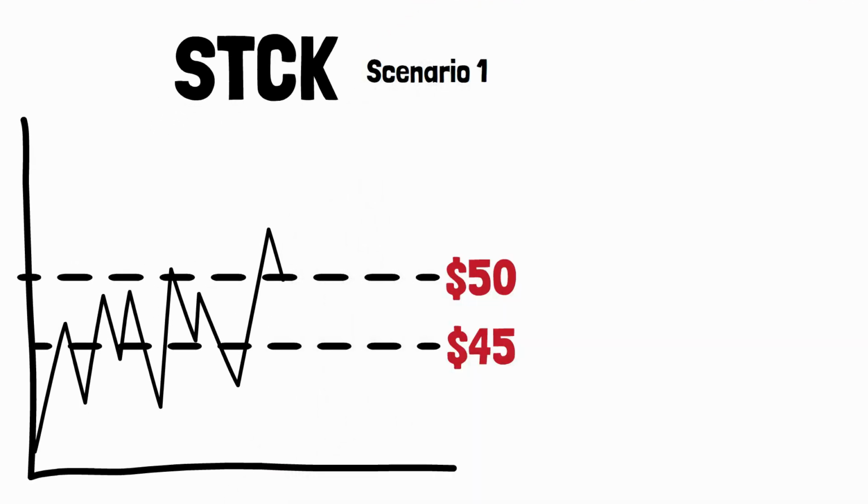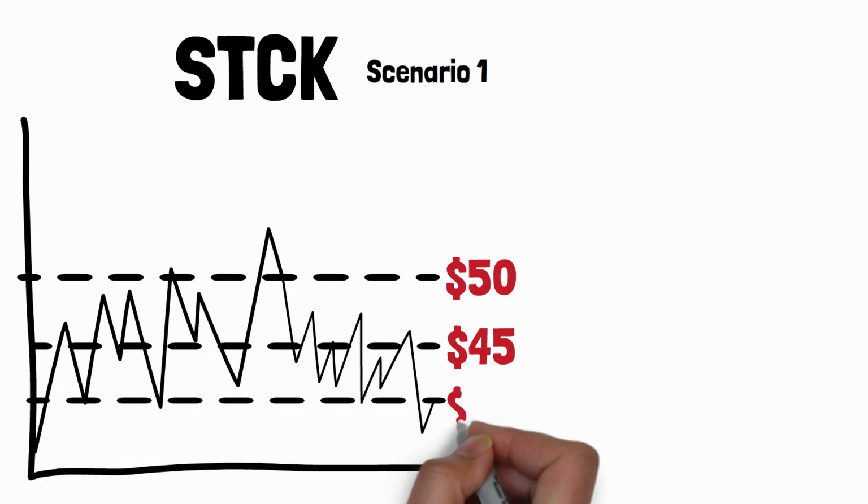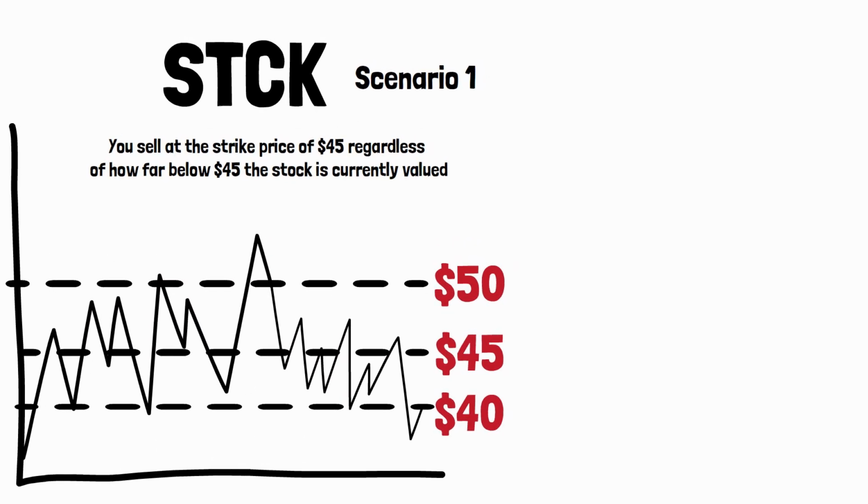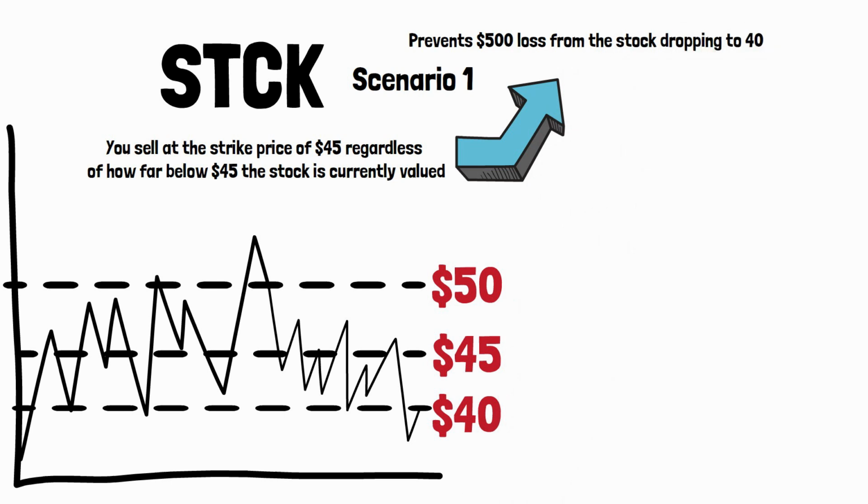In the first scenario, STCK did what you expected and drops to $40 before the contract expires, which is below your strike price of $45. If this were to happen and we owned 100 shares, we could exercise this contract, allowing us to sell our 100 shares at the strike price of $45 a share, preventing us from losing an extra $500 from the stock dropping to $40.